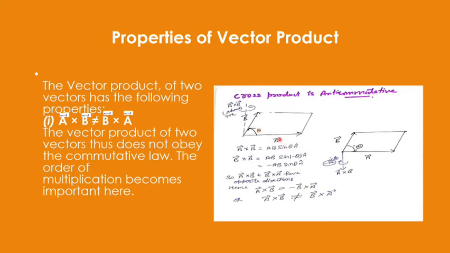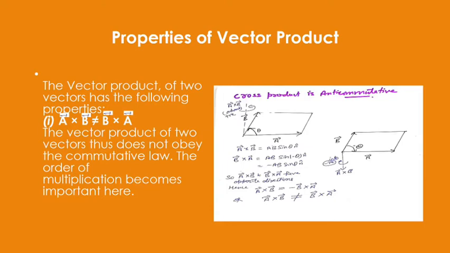If I am going from A to B, it is coming in the outward direction. If I am going from B to A, it is coming in the inward direction. So directions are opposite. So I can say A cross B equals negative of B cross A, because the magnitudes are the same, only the direction is opposite. But otherwise, to say that A cross B, if I am talking about the vectors, is not equal to B cross A. So you have to note that it is not following the commutative law. So vector product is anti-commutative.